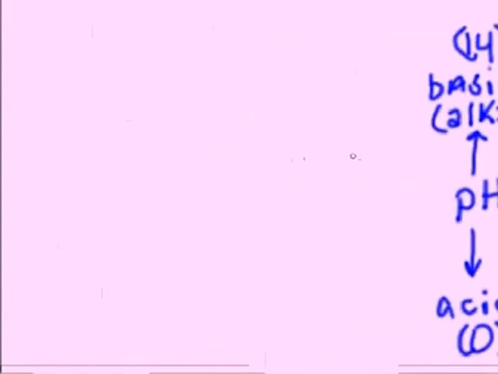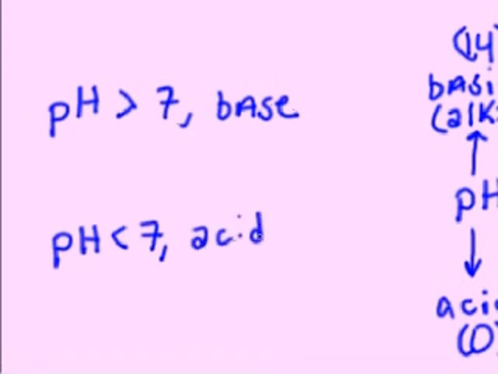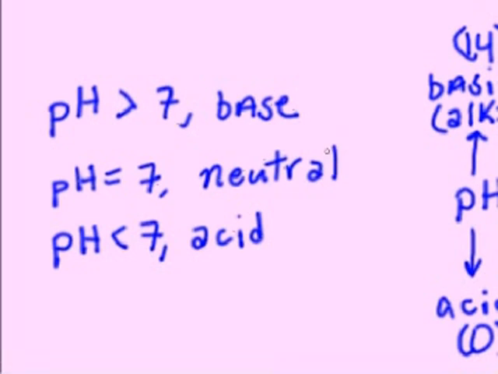So just to represent that again, if the pH is greater than 7, we have a base. If the pH is less than 7, we have an acid. And if the pH is equal to 7, we say that the solution is neutral. And this is the pH of pure water. Pure water has a pH of 7.